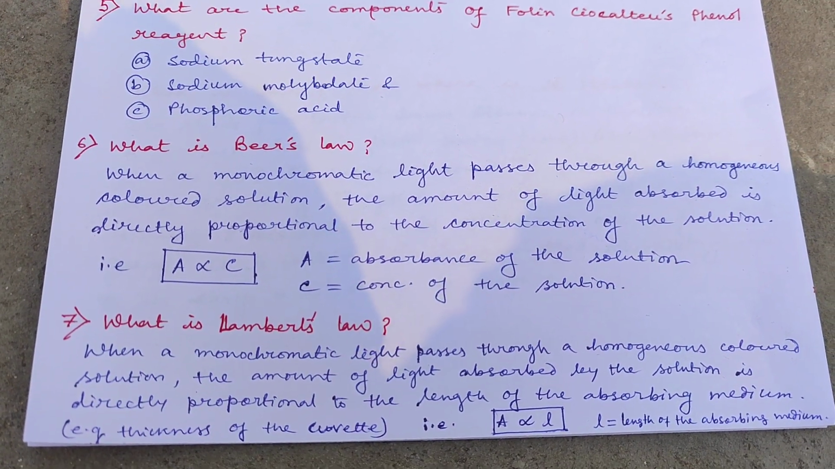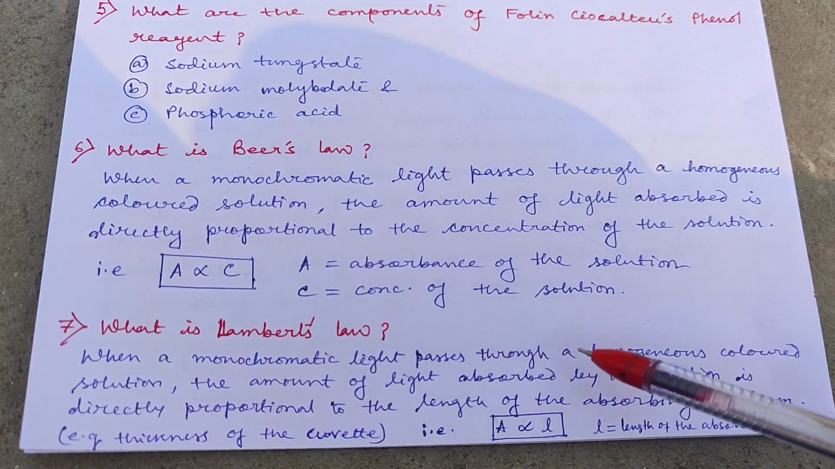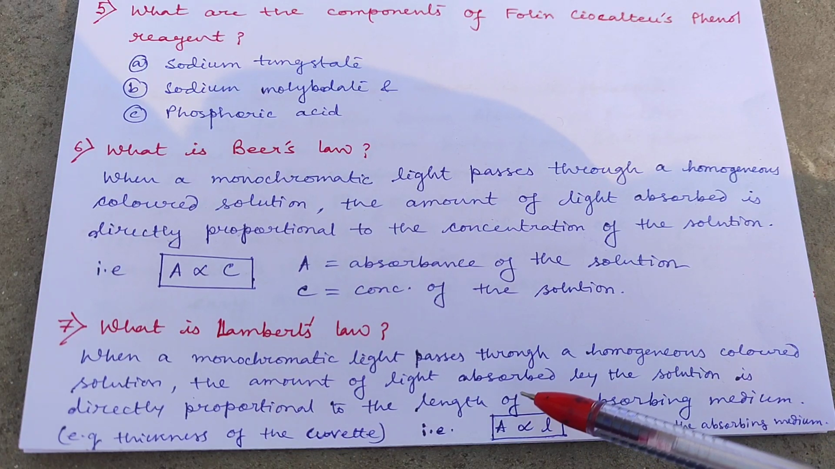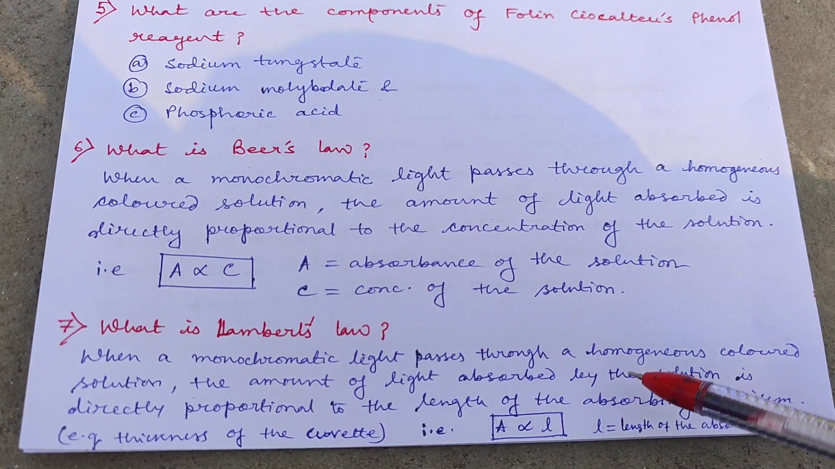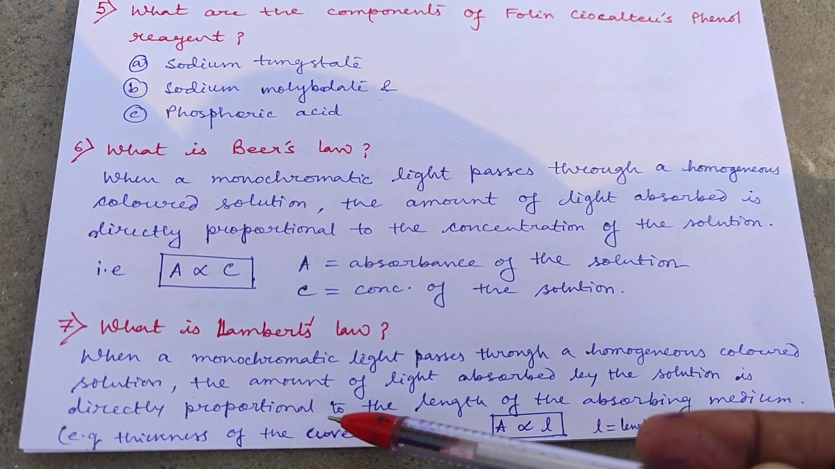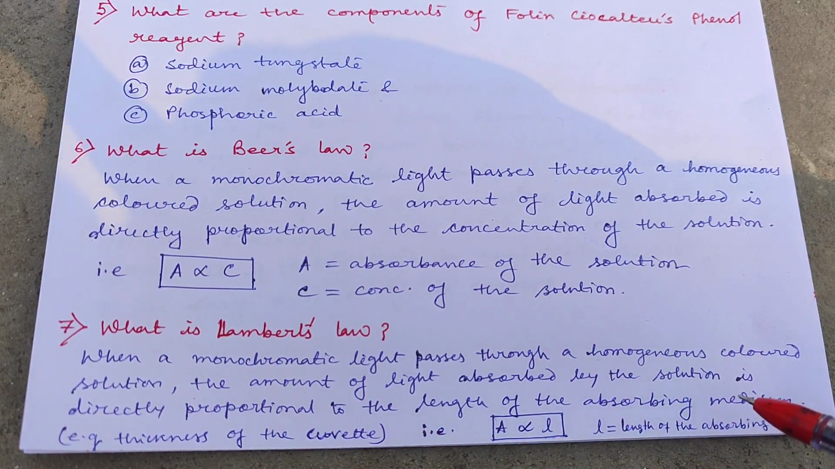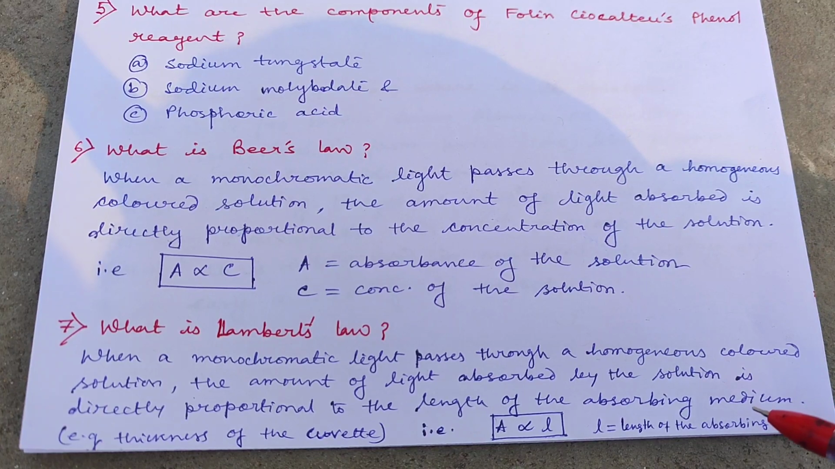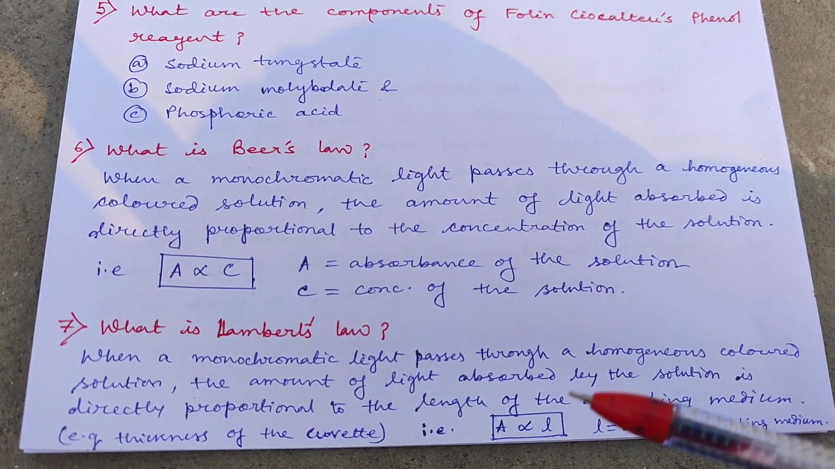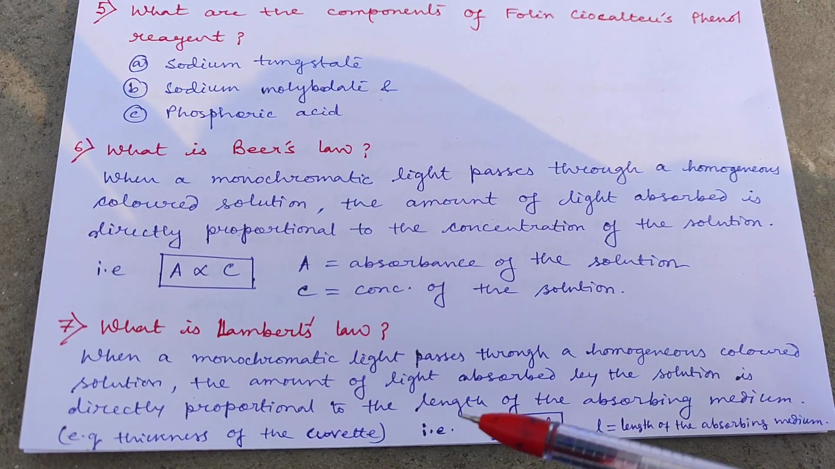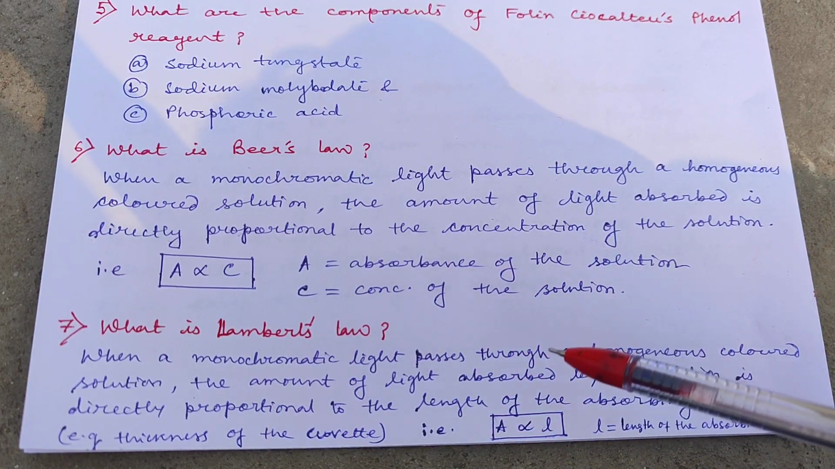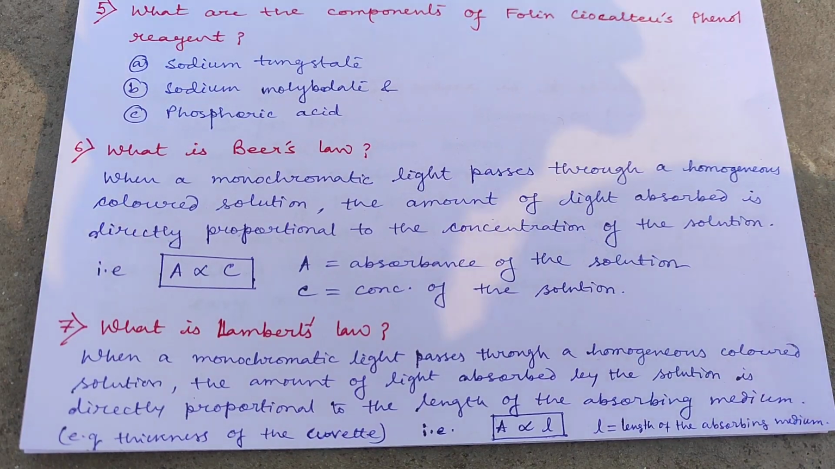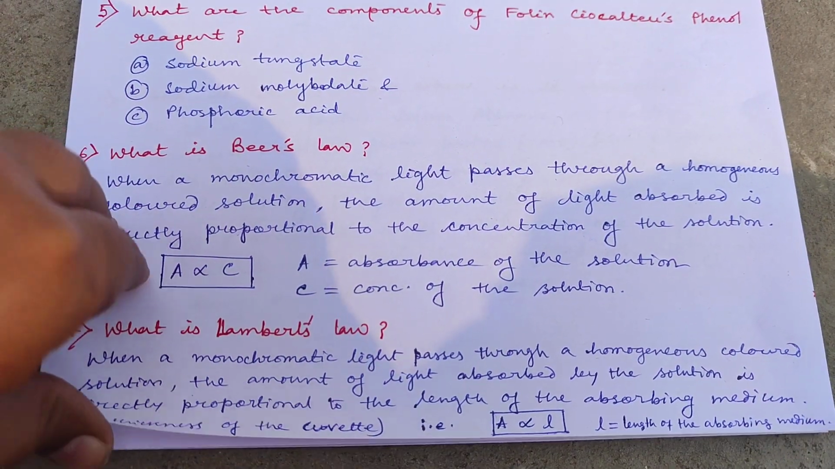Now, what is Lambert's law? Lambert's law states that when a monochromatic light passes through a homogeneous colored solution, the amount of light absorbed, that means the absorption of the light by the solution is directly proportional to the length of the absorbing medium, that is A varies as L, where L is the length of the absorbing medium. What is the length? That means the thickness of the cuvette you are using for colorimetric estimation, the thickness of that is your length. So A varies as L.